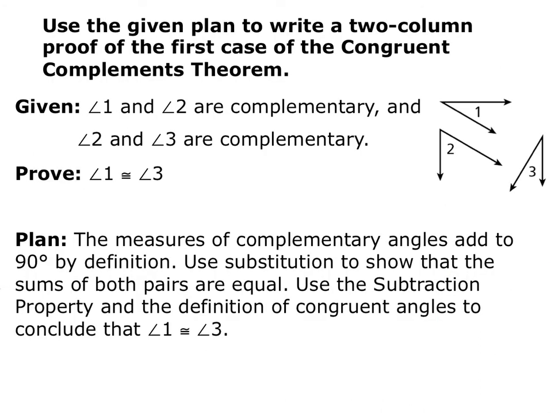Okay, here's another one I gave you a plan for. Write a 2-column proof. We're proving part of the congruent complements theorem. This is very much like the proof that you just did, but it's using complementary angles instead of supplementary angles. So use that last one as a good guide if you need to. Back this up and get to that proof again.